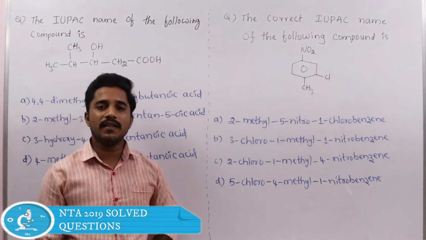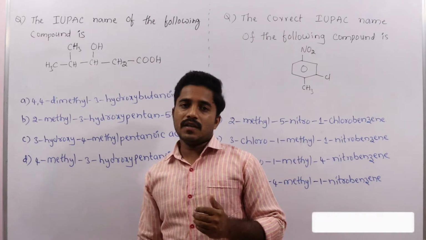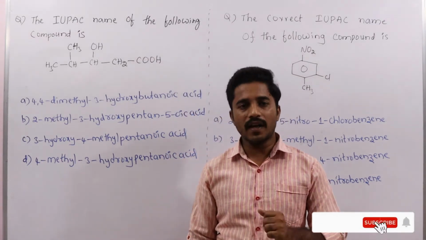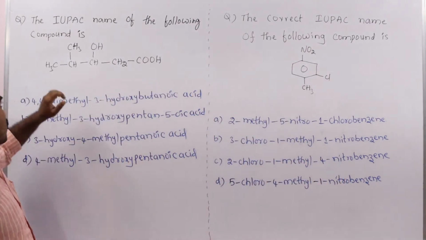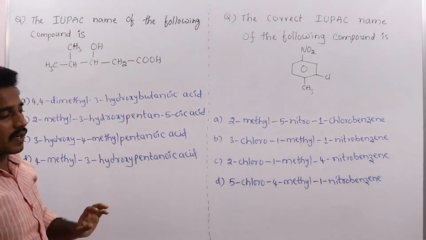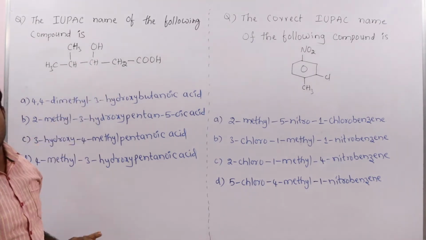Hi viewers, in this class I am going to discuss nomenclature questions which came in NTA 2019. Okay, let us see the questions here. The first question is: the IUPAC name of the following compound is. We have a compound given, so we have to write the name.